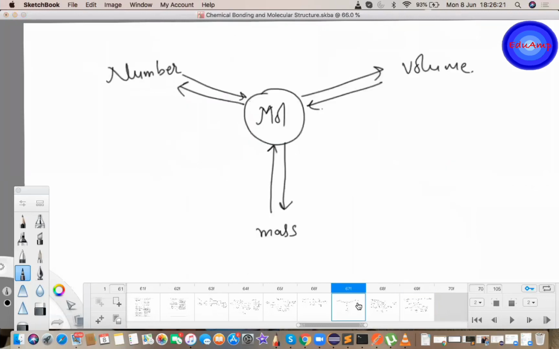Therefore, we can say that if mass is given and you have to calculate mole, then you divide mass by gram molecular mass or gram atomic mass. If mole is given and you have to calculate mass, just multiply mole by gram molecular mass or gram atomic mass.